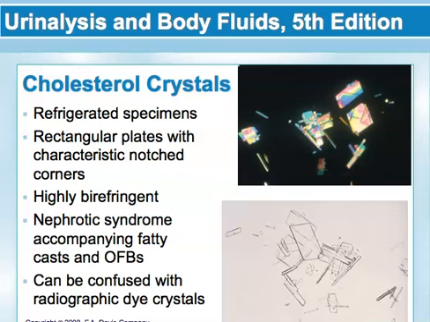They're seen in disorders that produce lipiduria, such as nephrotic syndrome, and they are normally seen along with fatty casts and oval fat bodies. They are highly birefringent under polarized light and can be confused with the crystals formed as the result of radiographic dye media because they are also birefringent. So you have to differentiate by observing the other elements that are seen in conjunction with the crystals. Also, a urine containing radiographic dye will have a very high specific gravity if it's measured on a refractometer.